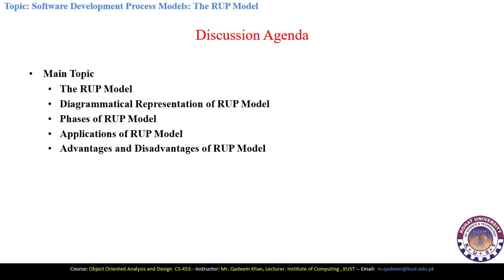This is the discussion agenda. It contains the topics of the rational unified process models. Then we have the diagrammatical representation of the rational unified process models, where we will discuss different phases of the rational unified process models. And then we have the application of rational unified process models. And at the end, we will present you some advantages and disadvantages of the rational unified process model.